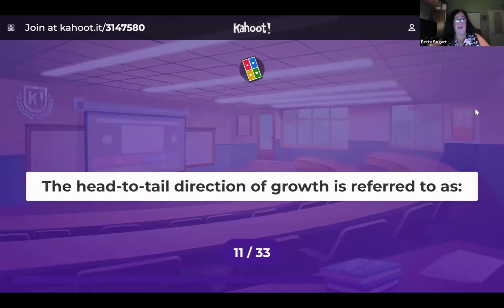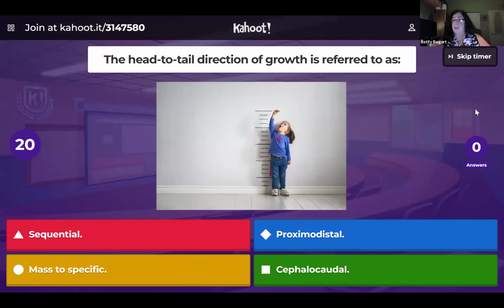The head to tail direction of growth is referred to as. What's another word for a head?